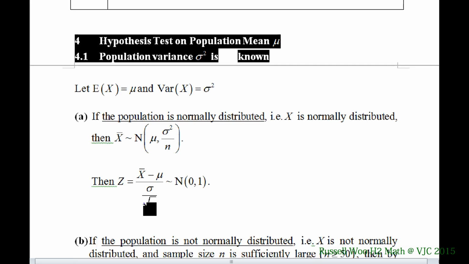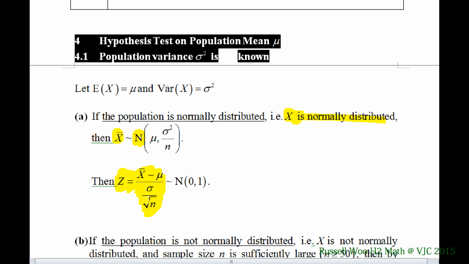How do we do this? This part I will go through very quickly. If X is normally distributed, X bar must be normally distributed. Your test statistic must be X bar minus mu over sigma over root n.